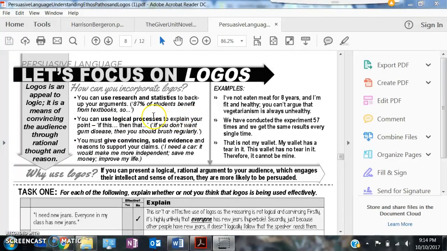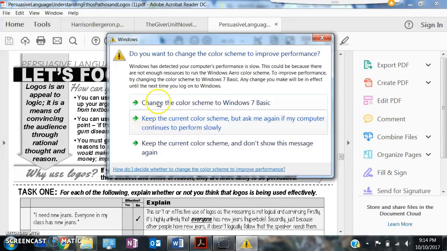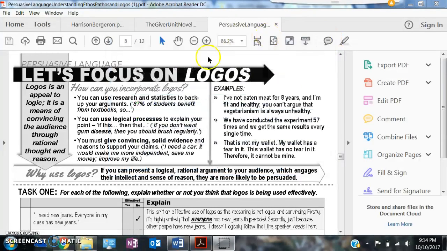First of all, you can use research and statistics to back up your argument. So if you said 87% of students benefit from textbooks, so the school board should allow us to purchase more textbooks, that would count as logos because it's using a statistic. So if you see a number or it's talking about research, it's most likely logos. It's giving you a reason that this should happen.